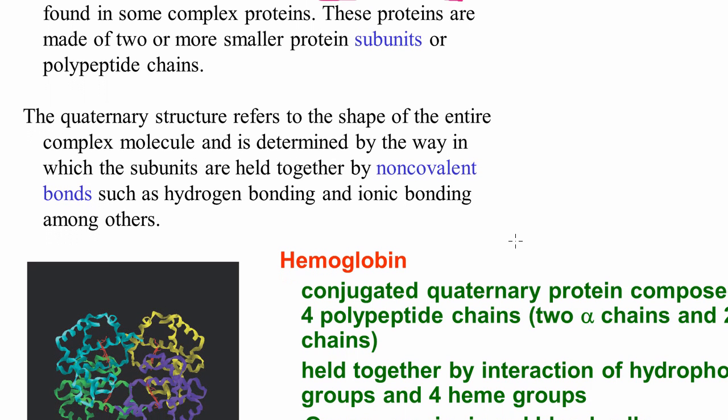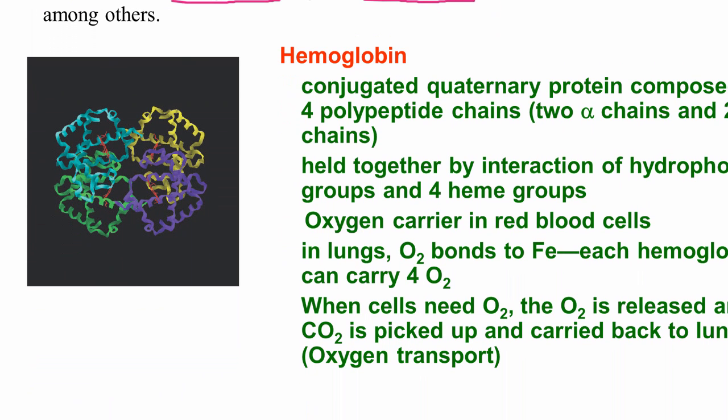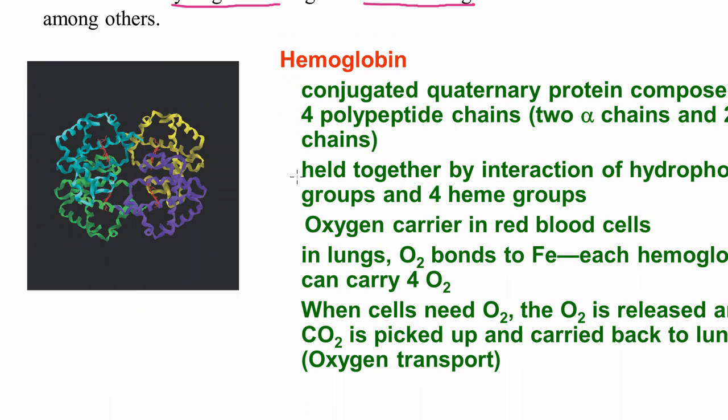The quaternary structure refers to the shape of the entire molecule, and it's determined by how the subunits are held together. They're held together by non-covalent interactions like hydrogen bonding, ionic bonding, and some other interactions. Again, not all proteins have a quaternary structure. Hemoglobin is an example of a protein that has a quaternary structure. We refer to hemoglobin as a conjugated quaternary protein.